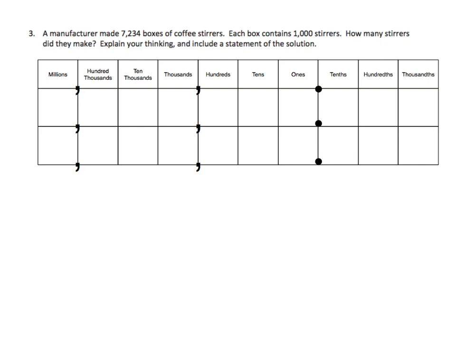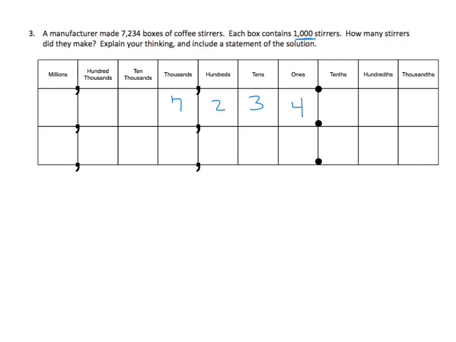Okay, so let's take our original number, 7,234. 7 in the thousands, 2 in the hundreds, 3 in the tens, and 4 in the ones. So each box, one box contains 1,000. Well, are we going to have more stirrers or are we going to have more boxes? Well, if each box has 1,000 stirrers, we're going to have more stirrers. Now let's think about how many places we're going to have to move this. Remember, if I move my digits one place, that's multiplying by 10. If I move two places, that's multiplying by 10 times 10, that's 100. If I go three places, that's 10 times 10 times 10, and that's 1,000.